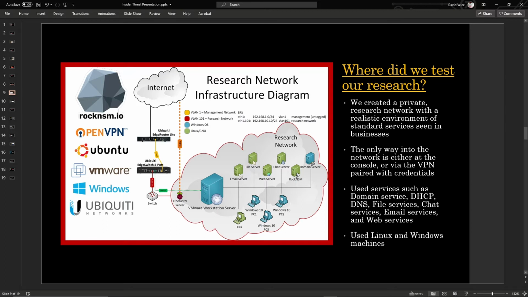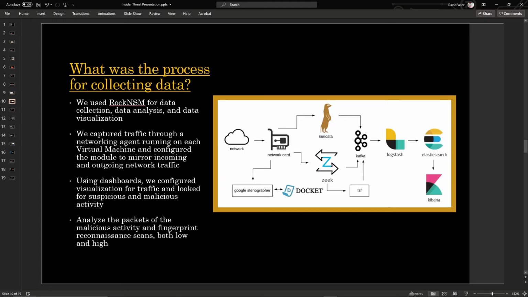It is the most popular operating system in the world. Then we chose Ubiquiti for our network infrastructure, for their excellent and inexpensive commercial-grade equipment that most small businesses can't afford. So, with this simulated environment, what was the process of collecting data?